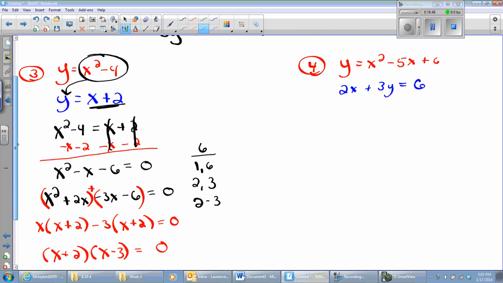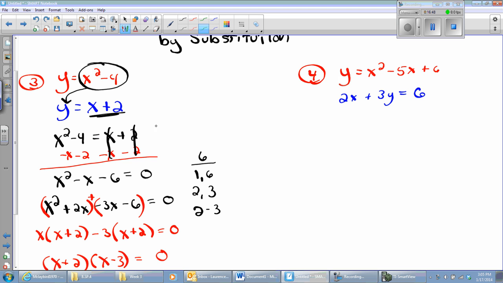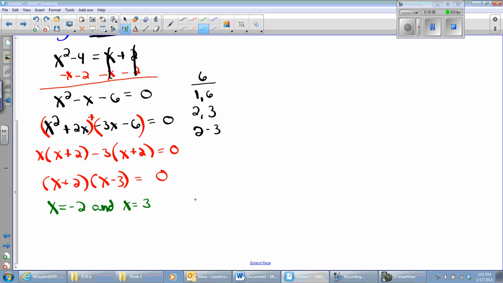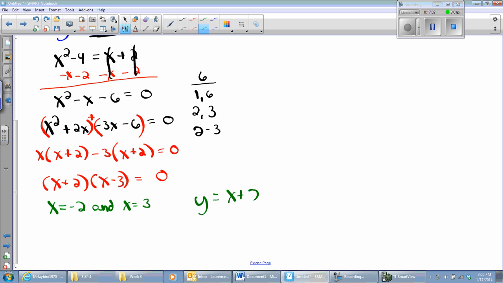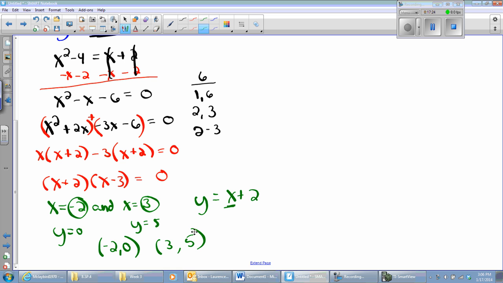Now, since I have two x's, I have to solve for two y's. I think it's going to be easier for me to use the linear equation to solve for y, but you can pick either one. Okay, so I'm going to use the linear version, which is y equals, I forgot it already, was it x plus 2? And so if I put this in for x, I'm going to get y equals 0. So one place they're going to cross is at negative 2, 0. And if I put this in for x, I'm going to get y equal to 5. So they're going to cross at the points 3, 5.